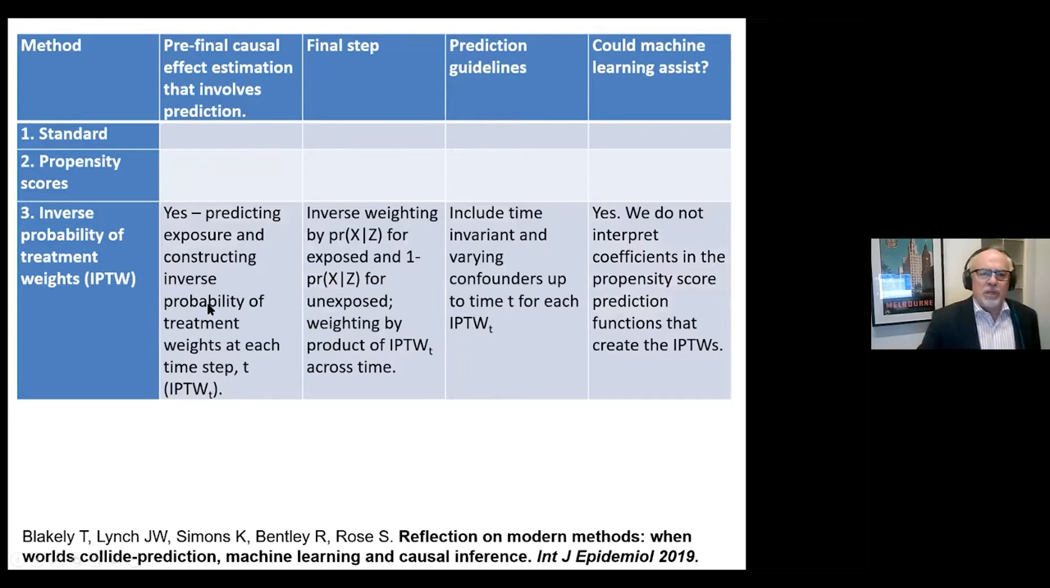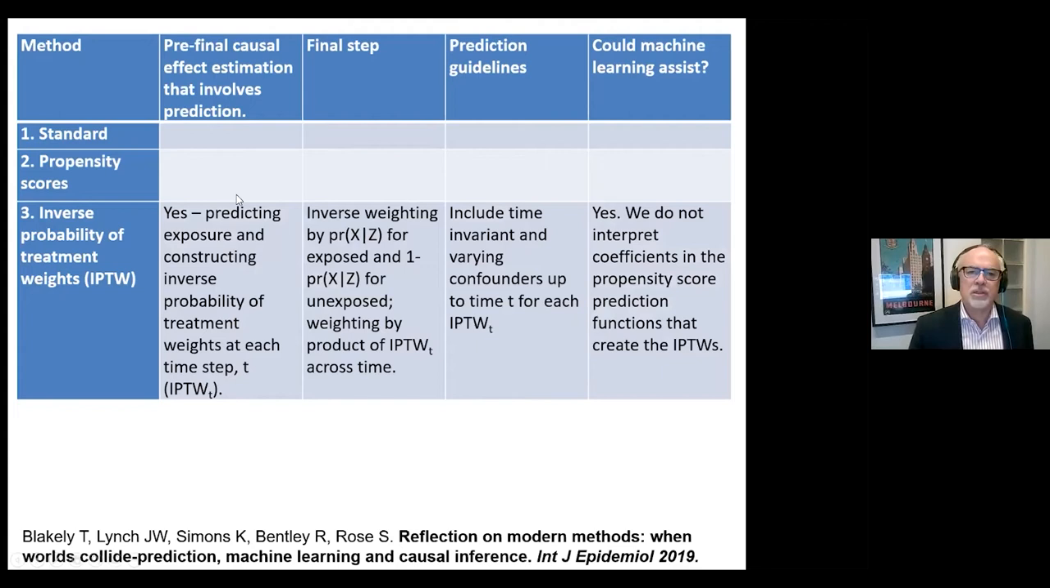What about using inverse probability of treatment weights, the sort of thing that you use in a marginal structural model, but not necessarily just marginal structural models? Is there a pre-final causal estimation step? Absolutely. You're predicting exposure and constructing those inverse probability of treatment weights at each time step, if you're doing a marginal structural model with panel data, right? And so you've got that part there.